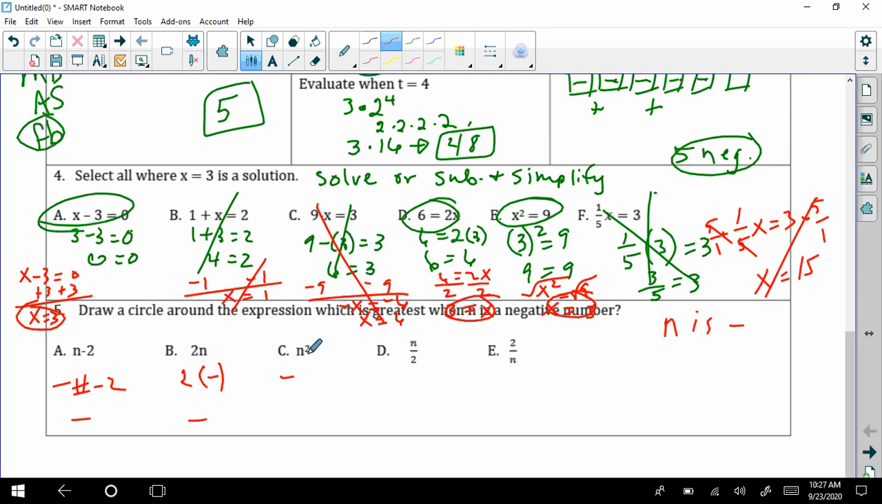If I have a negative squared, it means negative times a negative, which makes it a positive. D, if I have negative divided by 2, it's going to be negative. 2 divided by a negative is negative. So the only one that is a positive, which is going to be the greatest, is going to be C.